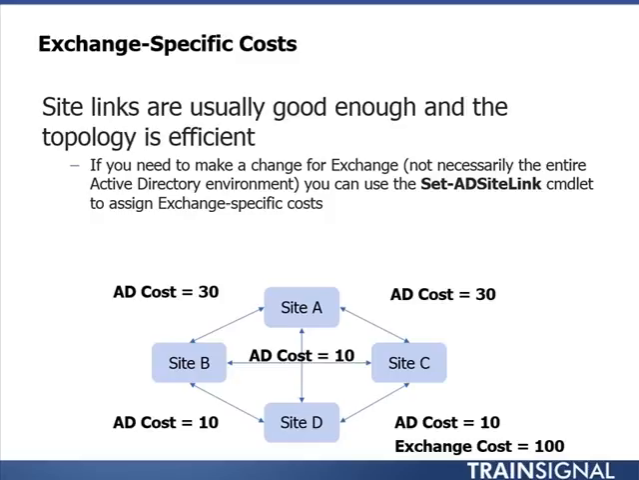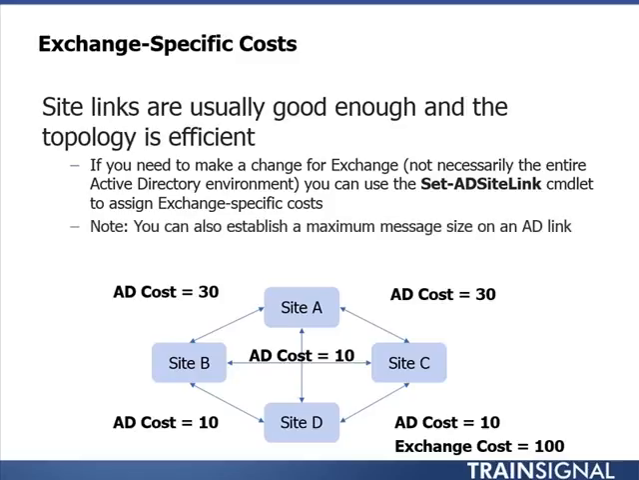But if we wanted to change the way things are routed, let's say we felt that the connection between D and C was too slow, not appropriate for sending email, not appropriate for mail flow in our case, we can actually add some cost to that by adding an Exchange cost into the picture. It's also good to note that you can use Set-ADSiteLink to establish a maximum message size on an Active Directory link.